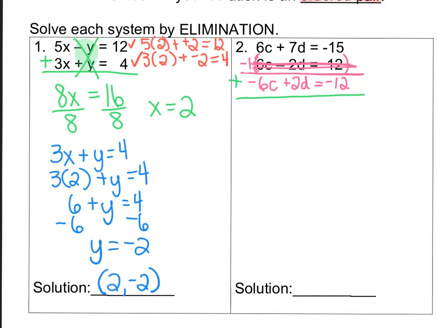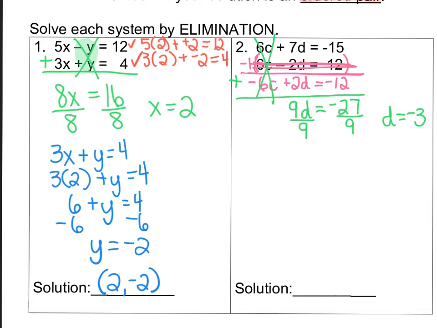So now we should be able to see that 6c minus 6c is going to cancel out. And I can add straight down: 7d plus 2d is 9d, and negative 15 minus 12 is negative 27. And I'm going to solve for d and get d equals negative 3.